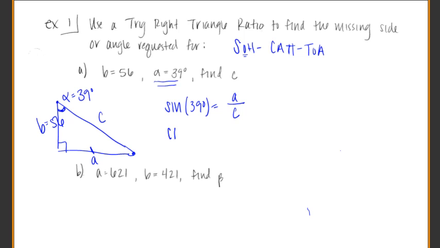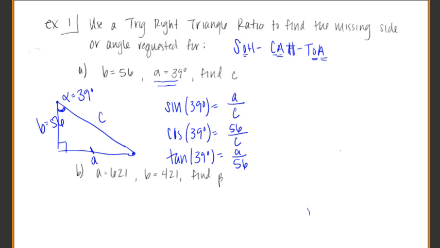Okay. If I do cosine of the angle that I know, then cosine says side adjacent. So what's touching that angle is 56. Now the hypotenuse is also touching it, but we're referring to that as the H part in SOHCAHTOA. So that's C. And if I go with tangent of 39 degrees, it's always the side opposite of that angle, which is A, over the side adjacent, which is B, or 56.